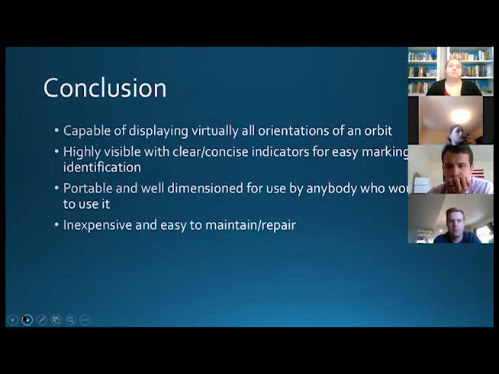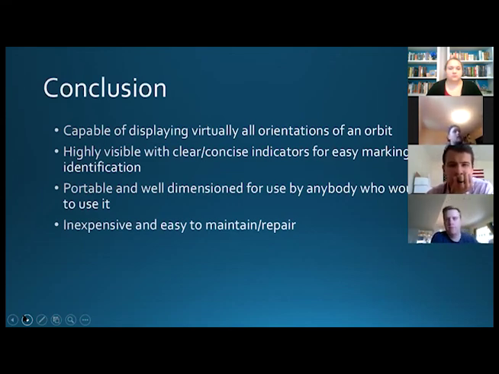So, in conclusion, the final device was capable of displaying virtually all orientations of an orbit. While we only used 2 different eccentricities and semi-major axes for the shown orbits, these orbits can be moved and positioned in almost any way around the globe, so we can show a variety of different values and factors. With the machining and laser cutting of the acrylic, it's highly visible and the indicators are clear and concise, so that they can be identified and seen by anyone.